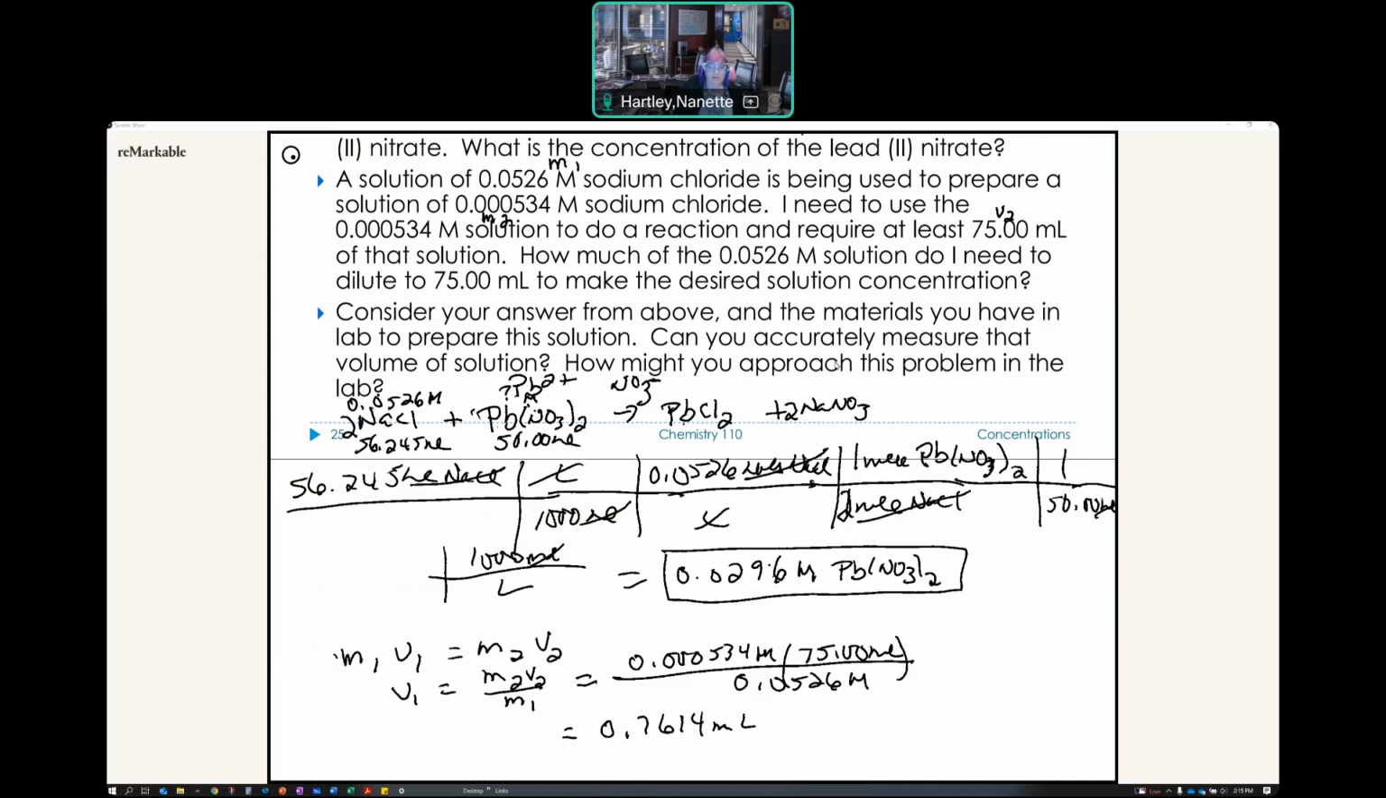Okay, so we need to do serial dilution. I'm going to say can't measure. So even though that's the volume that I should be measuring, I can't measure. Okay.